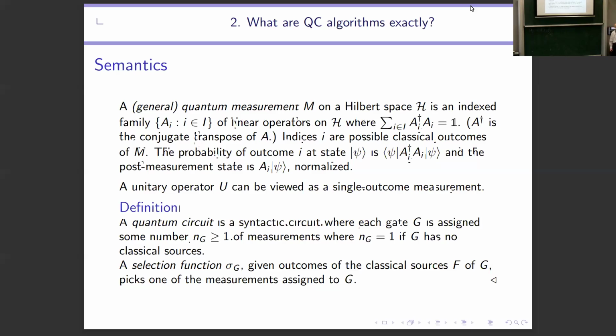But as we saw, a gate may be assigned several measurements if it has classical predecessors, if it has classical channels coming to it. So in complete generality, a gate has some number of measurements assigned to it, which is one if there are no classical predecessors. Otherwise, at runtime, one of the measurements is chosen depending on the classical results previously computed, and this particular measurement is executed. If you think in terms of engineering, you execute things. So this is the intuitive idea.